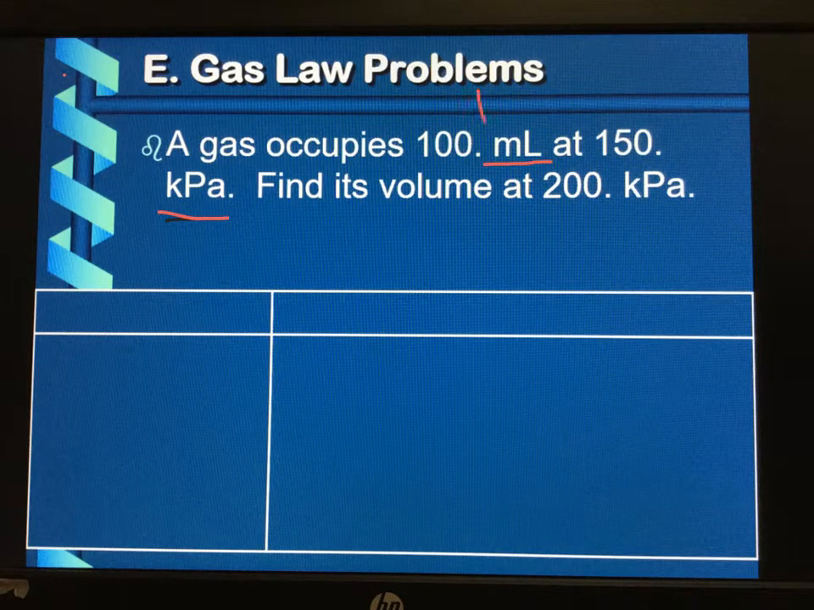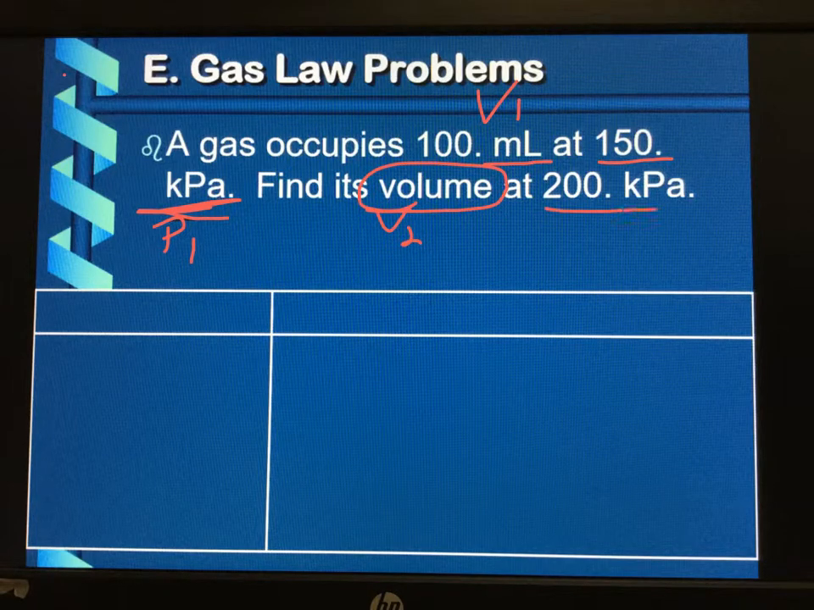This is going to be your volume 1. Since the 150 is kPa, that's your pressure 1. It's asking you to find volume, so that's going to be my volume 2, and it's giving me another pressure, so that's my pressure 2. Now remember that pressure can be in kPa, it can be in mmHg, it can be in torr. All of that is pressure.